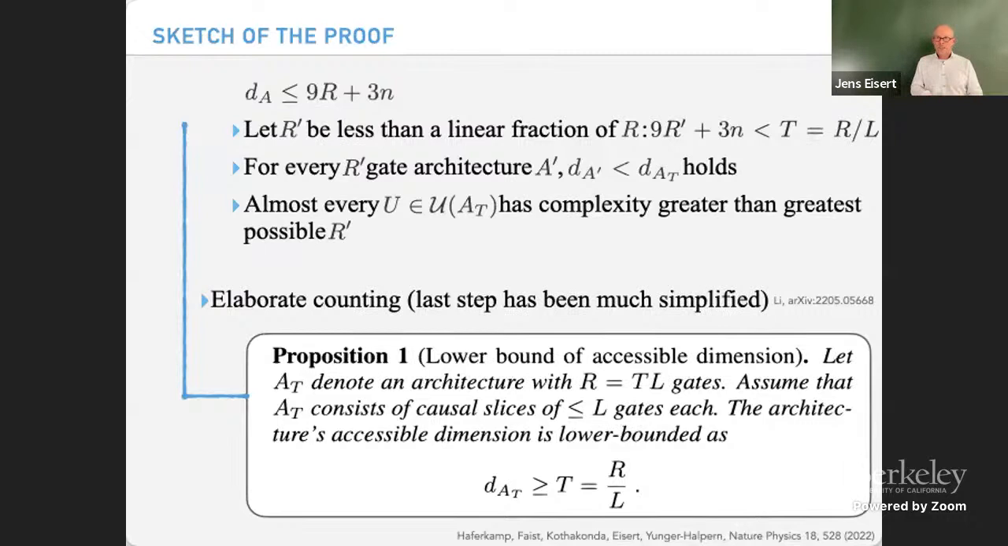So almost every U has a complexity greater than this greatest possible R prime, and then one can finish this argument by contradiction to see that indeed the complexity will grow linearly with the size of the circuit.